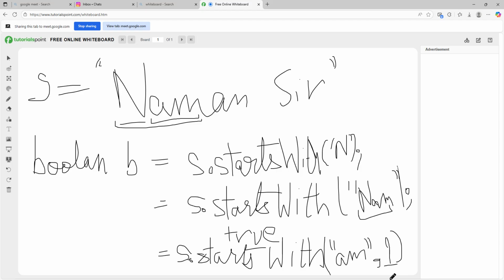This one means it will skip one letter, the first letter, not the first index position. After skipping the first letter, it will check whether the rest of the string starts with AM, and it starts with AM. So this will also be true.